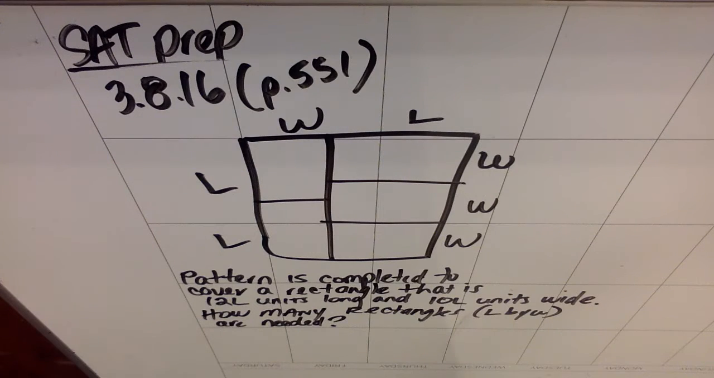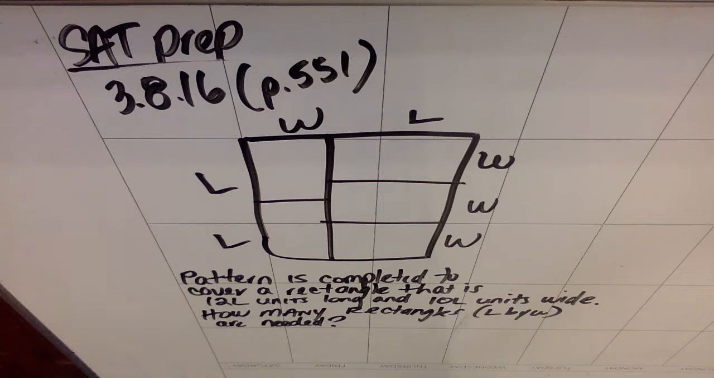Another SAT prep problem. This is 3.8.16, which using our notation is practice test 3, section number 8, problem number 16 on page 551 of the SAT prep book. Again, this is the last problem in the section. It is a grid-in problem, and because it's the last problem in the section in the old SAT, it means it is one of the hardest problems in the entire test.